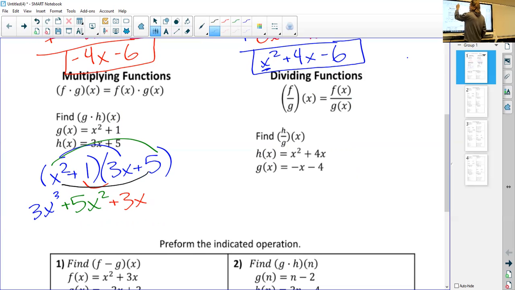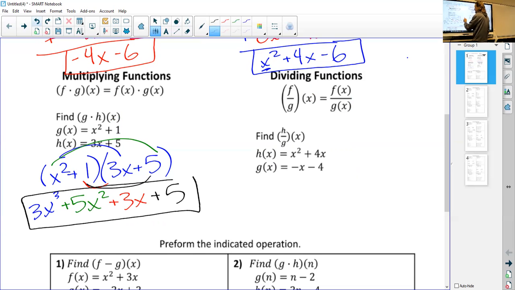That's not the last terms. Yikes. Last, 1 times 5 is just 5. I go back through and see if there's anything I need to combine. No, we're good here. That becomes my answer.